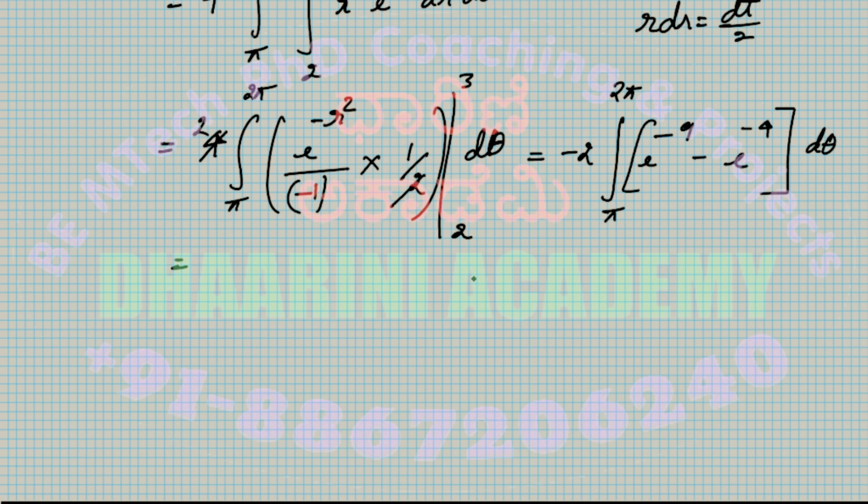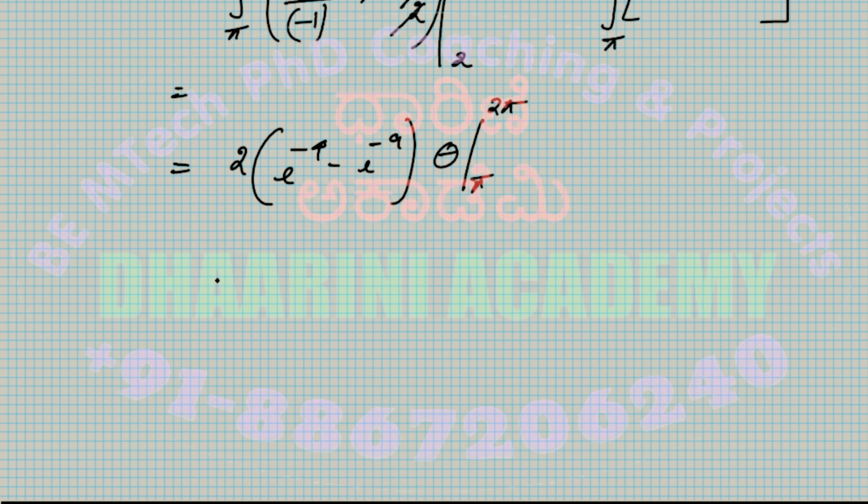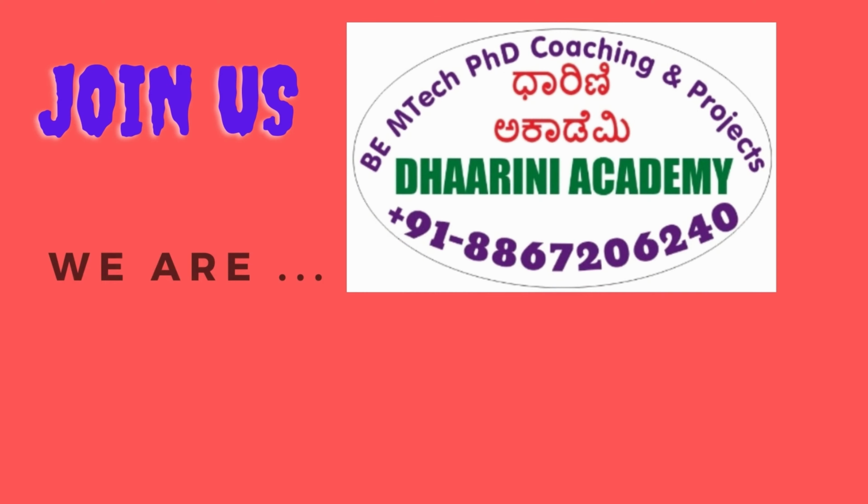Everything inside is a constant. So this is 2 times e to the minus 4 minus e to the minus 9. Simply you do the integration for d theta, with theta from pi to 2 pi, so 2 pi minus pi is pi. So your final answer is 2 pi into e to the minus 4 minus e to the minus 9. You can substitute the values and calculate. Okay, so that is the final answer.